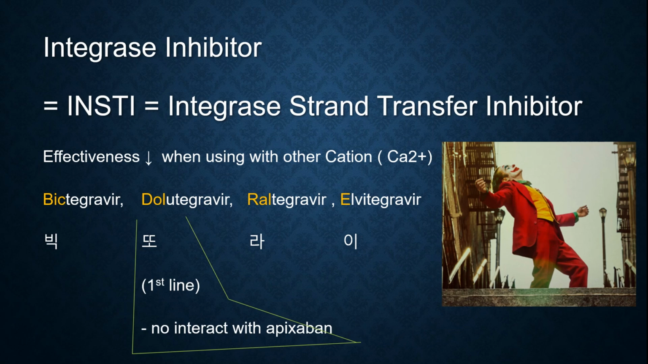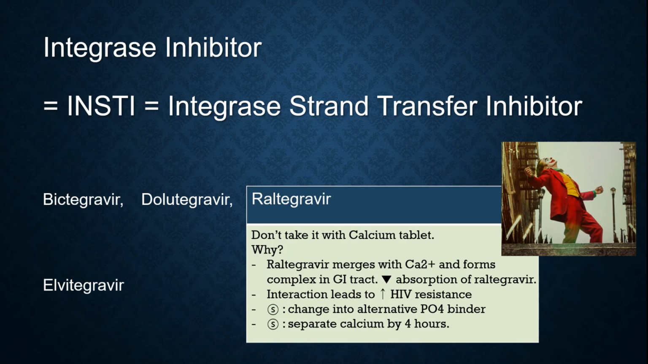Dolutegravir is a first line drug, and it does not interact with apixaban. However, raltegravir does. So don't take raltegravir, the INSTI, with a calcium tablet because they will have an interaction. Raltegravir binds with calcium and forms a complex in the GI tract, and it decreases the absorption of raltegravir.